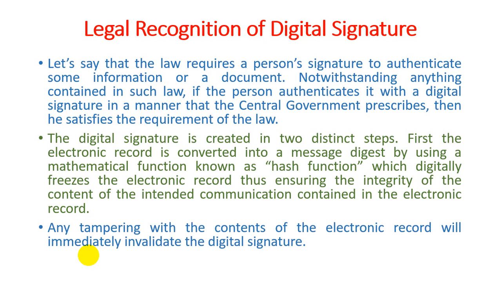Any tampering with the contents of the electronic record will immediately invalidate the digital signature. This means if you receive an electronic record without a digital signature, you can directly reject it because it is not authorized information. If someone can damage your system, they can damage a product, and they can damage your personal data with the help of hacking. So whenever you find any electronic record without a digital signature, you can directly reject it.